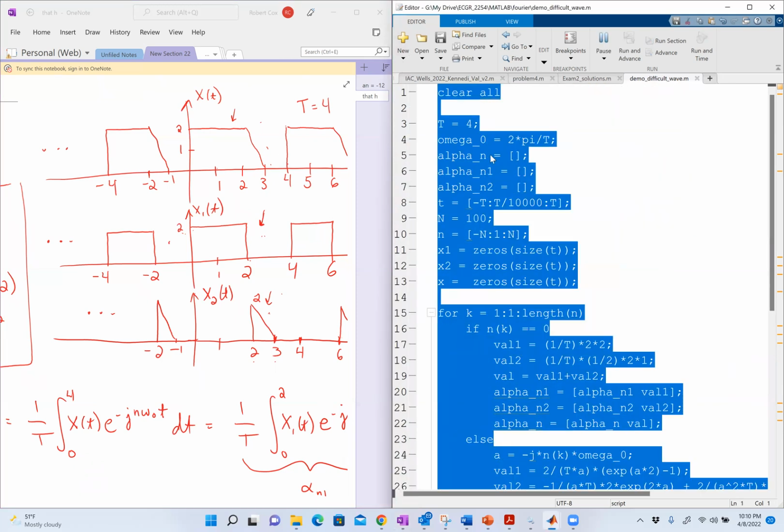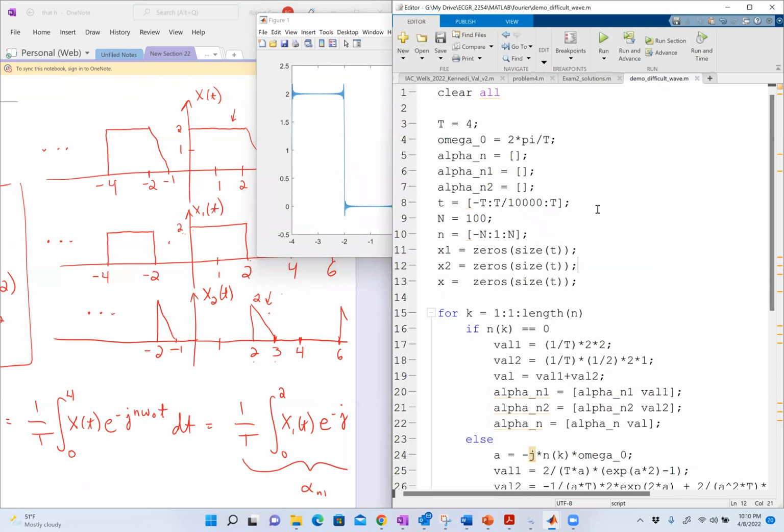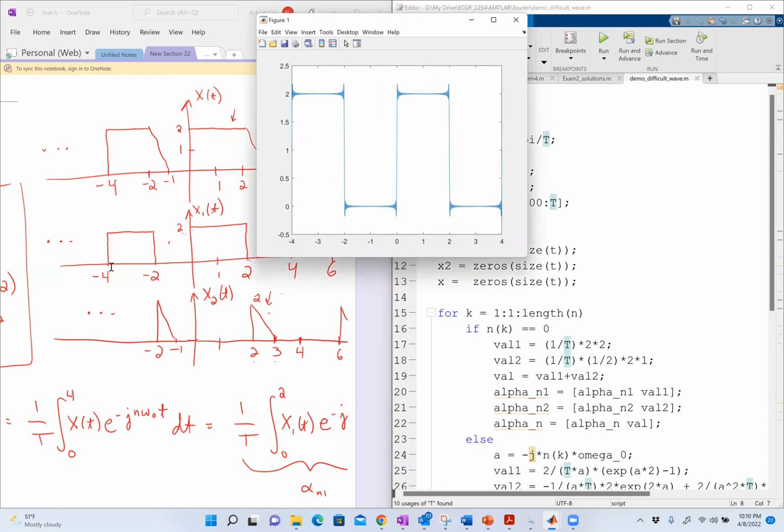So I run that. I'll get my figure 1. And boom, there it is, right? So looking at my t vector, I did it from negative t to t, which means I did it from -4 to 4, right? So that's exactly what I have here. From -4 to -2, this guy has a height of 2. And then from 0 to 2, he has a height of 2. That's exactly what I had in my image over here. Now it still has these little ears, but we said that's always something that happens with the Fourier series.